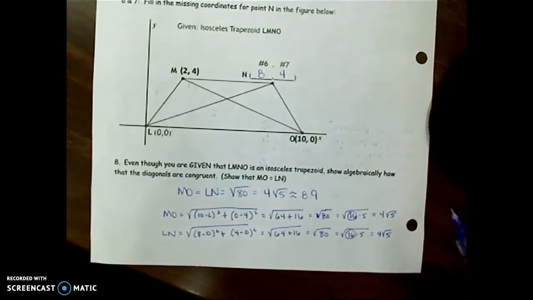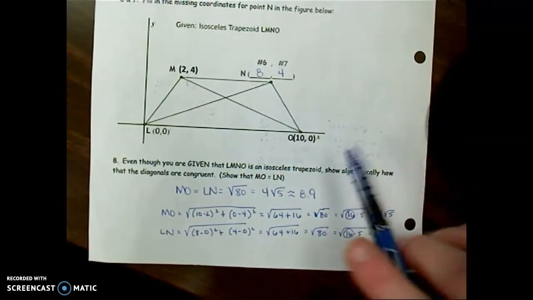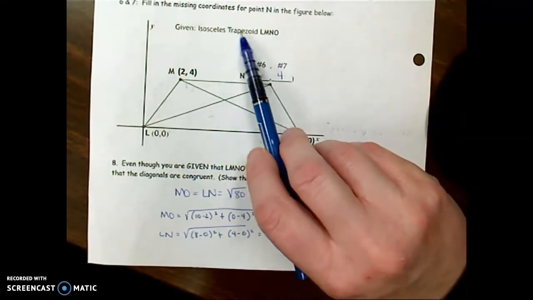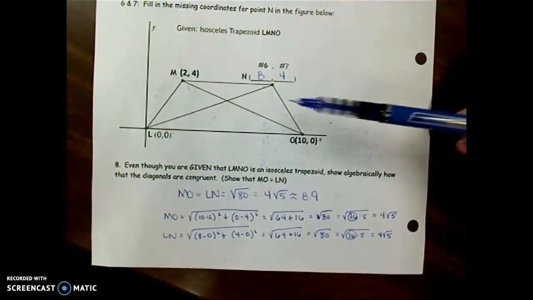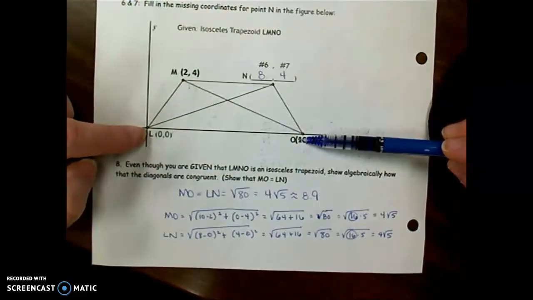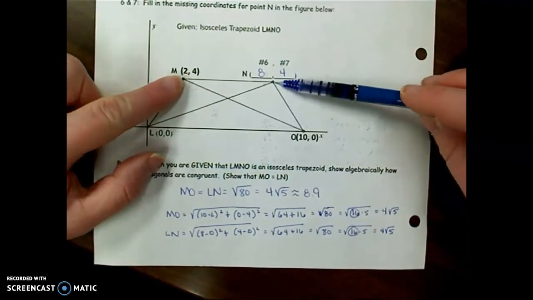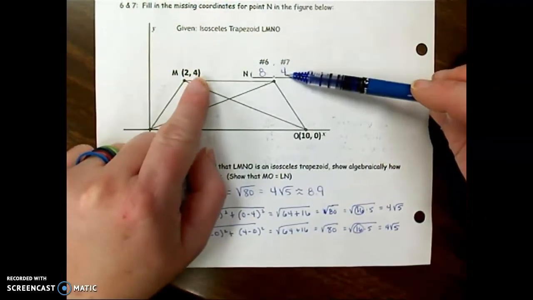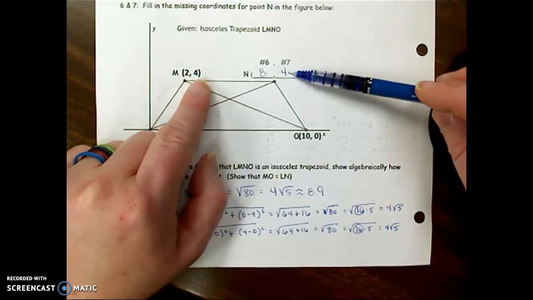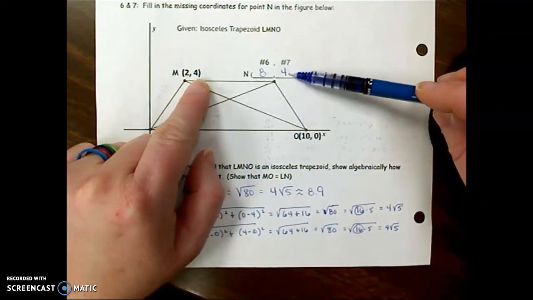On 6 and 7, you are finding the missing coordinates for N, and you are told this is an isosceles trapezoid. So we know this side has to be parallel to this one, and since this is a horizontal line, this one must be as well. So that tells me the y-coordinate has to be the same as that point. So that was pretty easy to find, 7 to be 4.